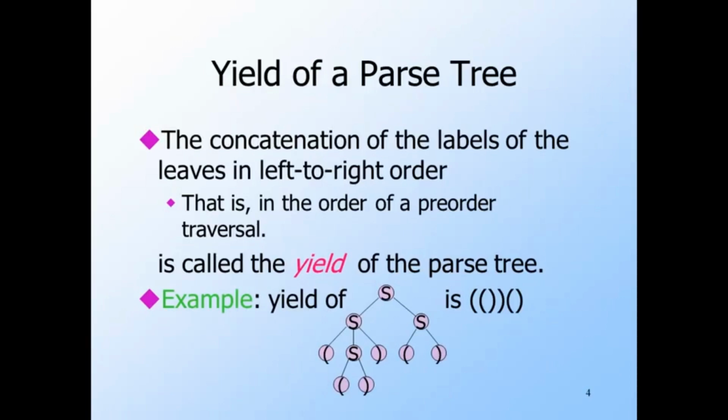Okay. The yield of a parse tree is the string of labels of the leaves from the left. This order of leaves is the order you visit them in during a pre-order traversal. The path would look something like this. That's sort of a pre-order traversal path, goes around the tree counterclockwise. The order in which you visit the leaves is the order in which their labels appear in the yield. So here the yield is left paren, right paren, right paren, left paren, right paren. That's what we said here.